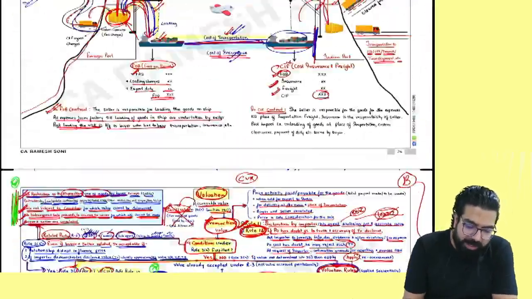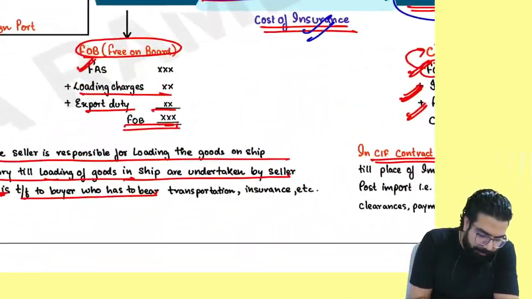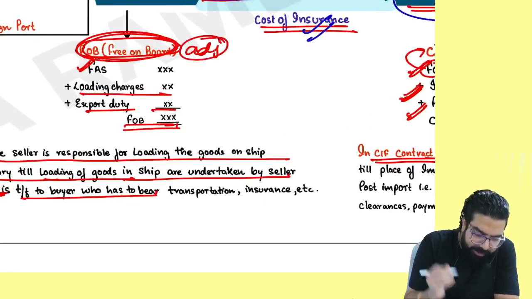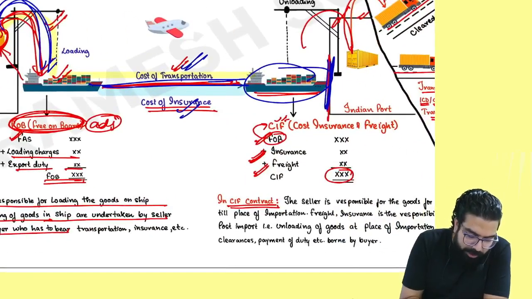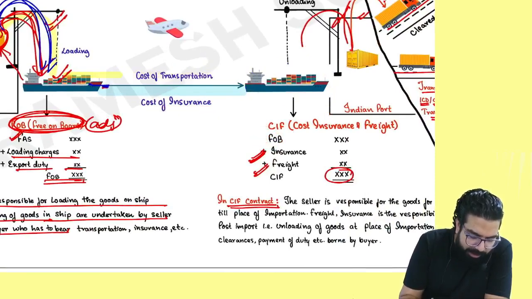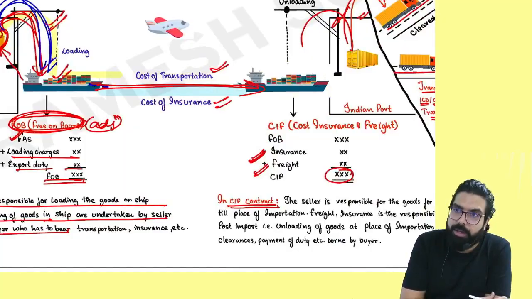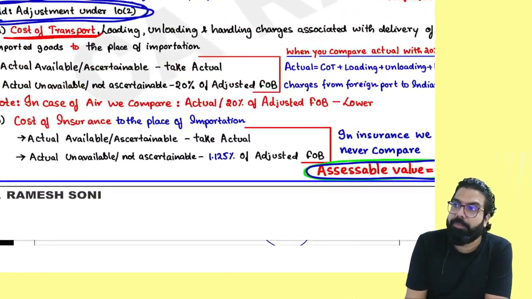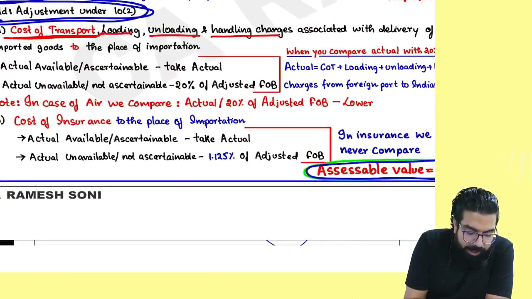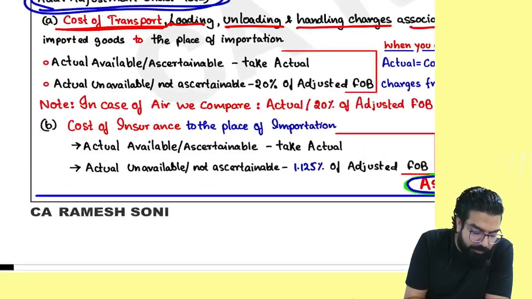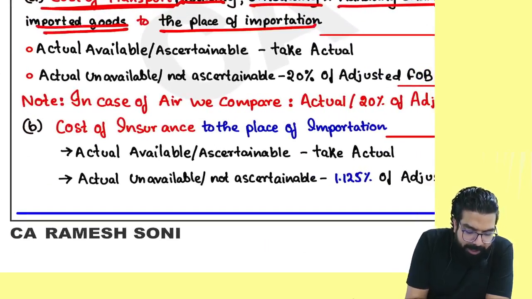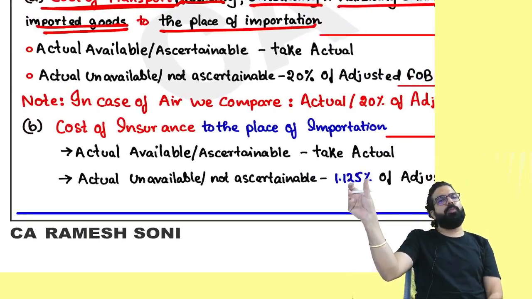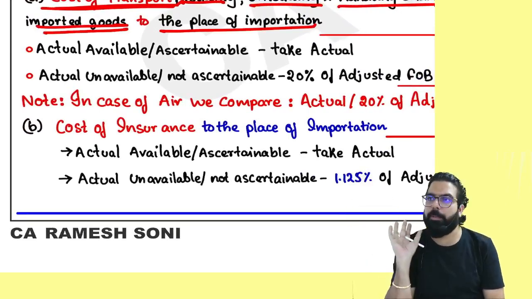Tell me one thing. We arrived at adjusted FOB. Adjusted FOB means this FOB we adjusted. Do you agree with me? Now what are the two things we have to add so that the goods reach India? Cost of transportation and cost of insurance, correct? Now, cost of transportation, the full name is: cost of transportation, loading, unloading, handling charges associated with the delivery of the imported goods to the place of importation. Whatever is the cost of transportation, you have to include it. Is my point clear to all?